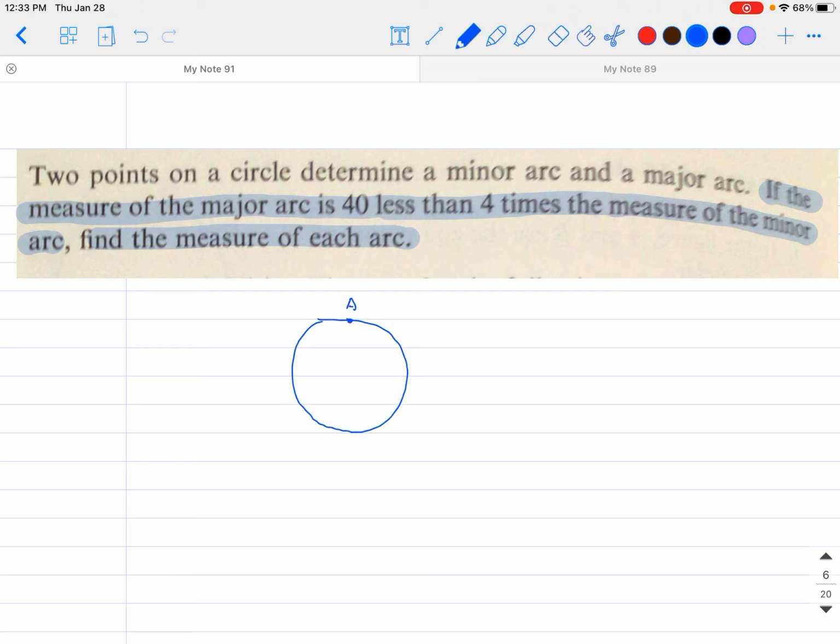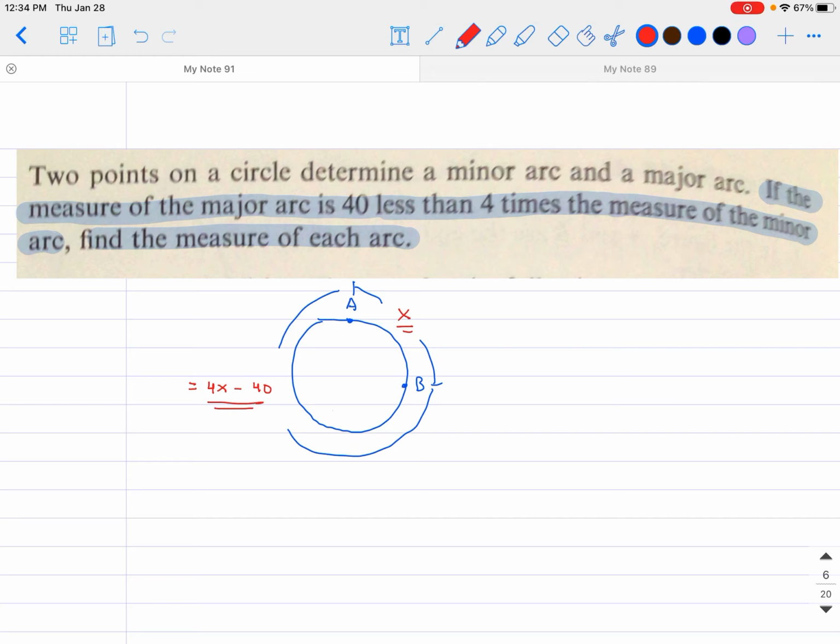They tell you that you have 2 points that are going to determine the major and minor arc. So that means it's going to be this guy over here, and this guy over here. All right, so now let's go ahead and denote each one. They're saying the minor arc, and I think this is where we introduce a variable, x. It might be kind of helpful, right? If the measurement of the major arc, now we're looking at this part over here, is equal to 40 less than 4 times the minor arc. Okay, 40 less than 4 times the minor arc. And there you go. That's going to be this part over here.